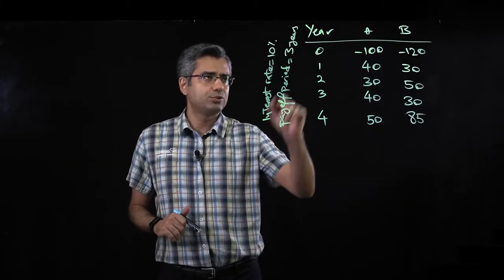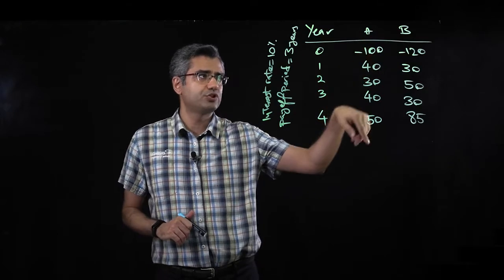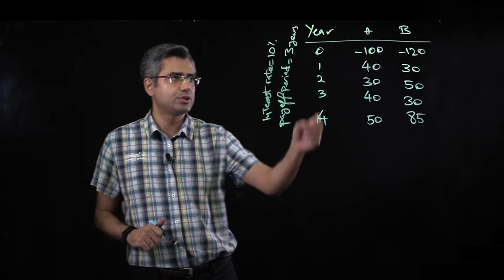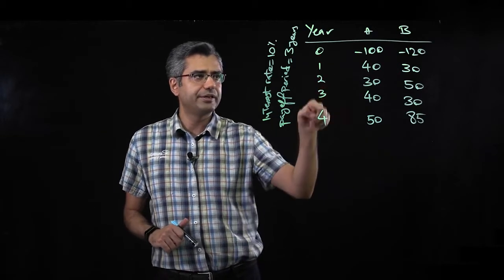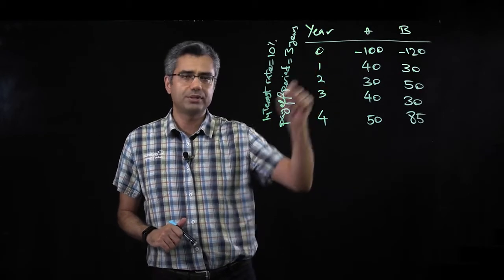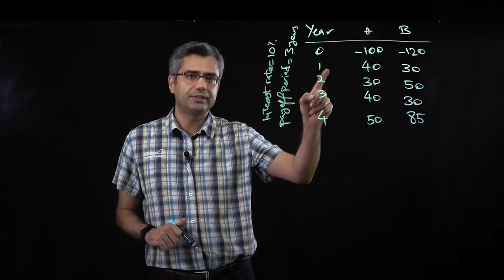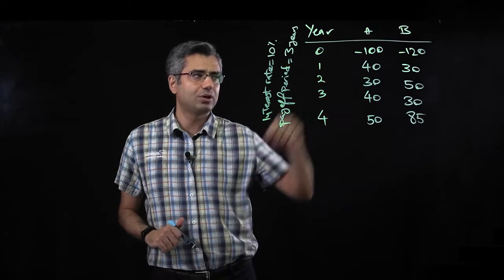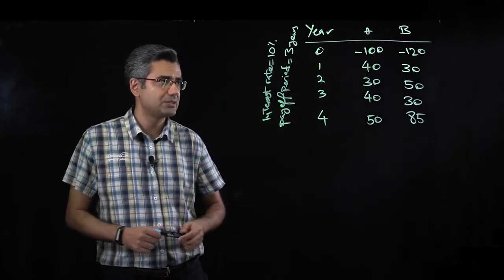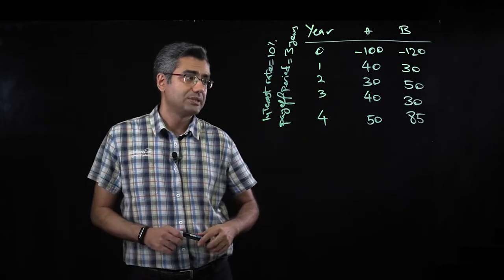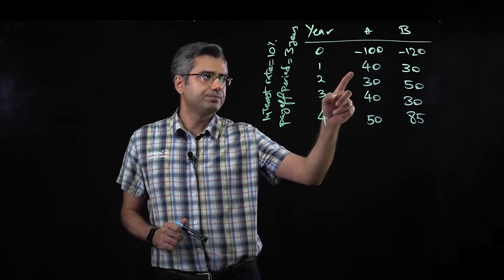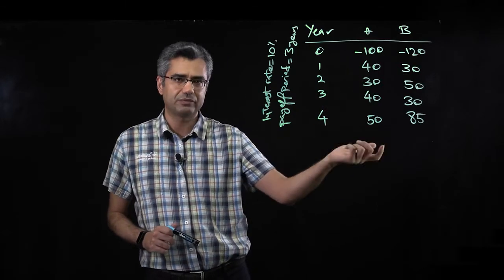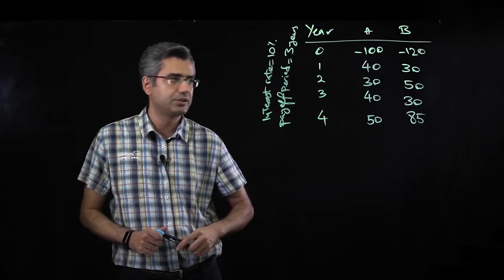Assume that we have 2 projects, project A and project B. These are the cash flows of these 2 projects. Year 0 means today, and then the end of year 1, year 2, year 3, and year 4. For example, for project A, you start with a $100 investment. This is a cash outflow, so it's negative. Then your cash inflow at the end of 1 year will be $40. Then after 1 more year, $30, $40, and $50.